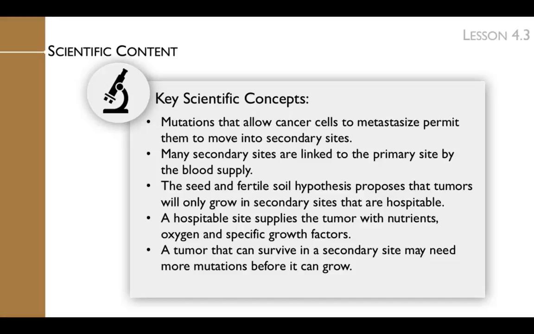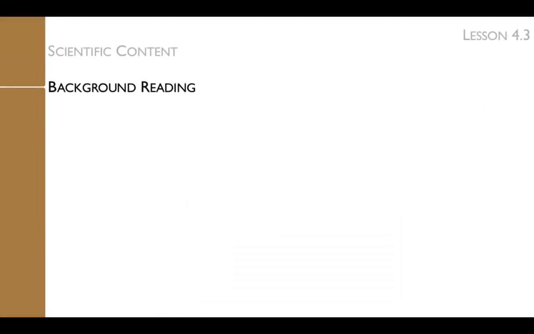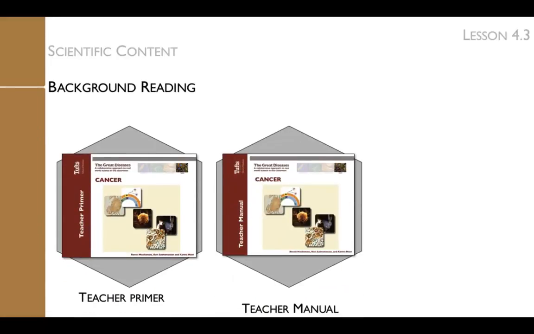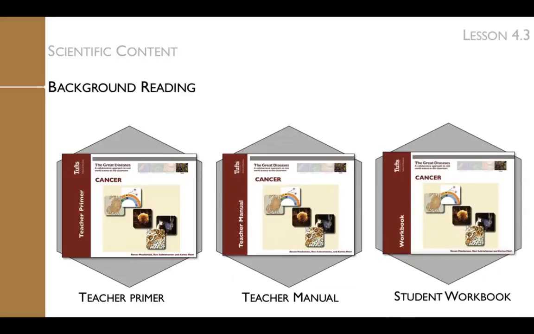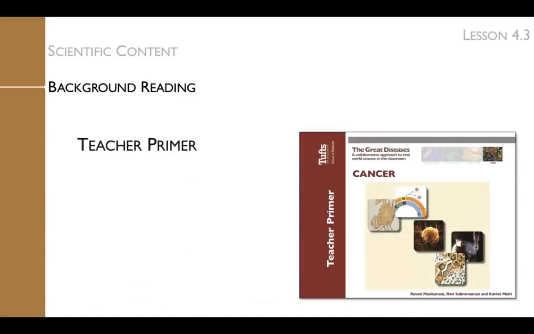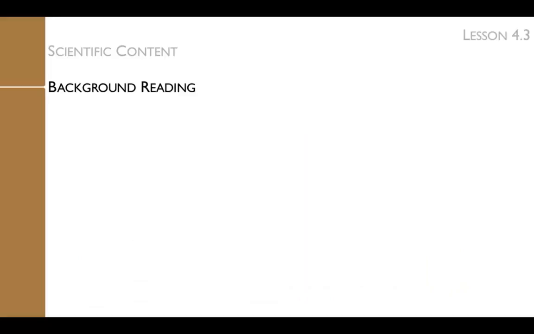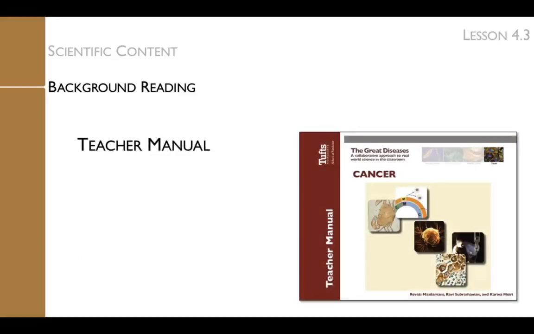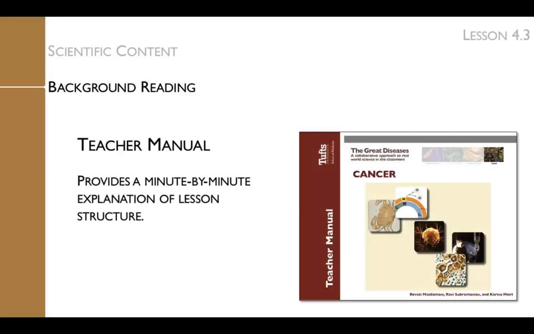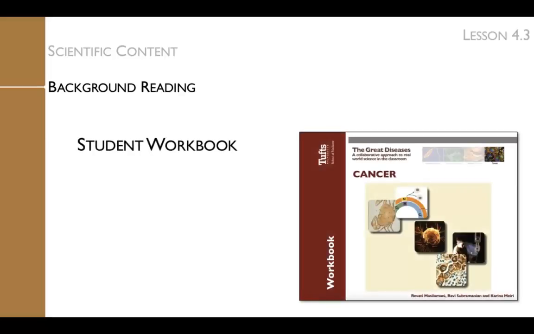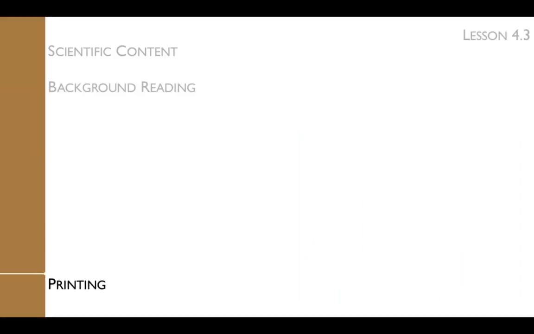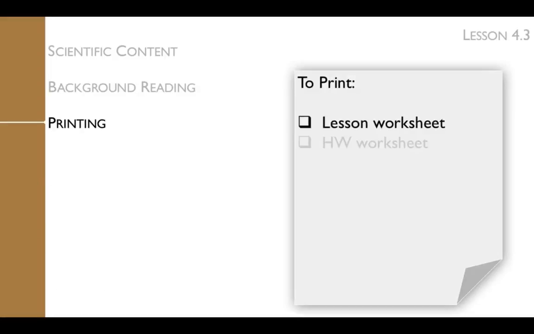You can review this scientific content in the background reading provided for you in the teacher primer, the teacher manual, and the student workbook. The teacher primer provides in-depth knowledge about the scientific content presented in this lesson. The teacher manual or lesson plan provides a minute-by-minute explanation of the lesson structure, and the student workbook provides additional explanation for students. You'll need to be sure to print the lesson worksheet and the homework worksheet.